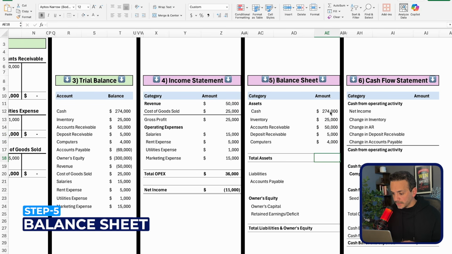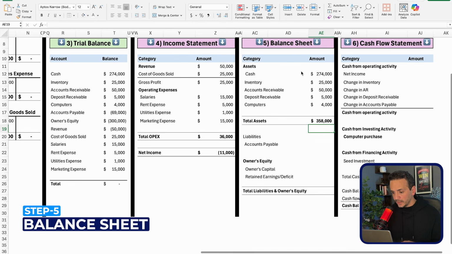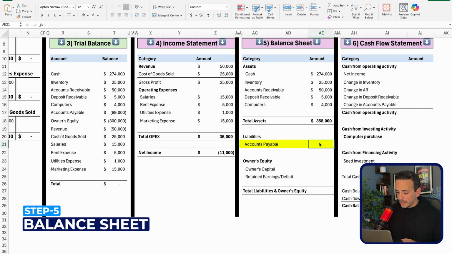We'll go ahead and sum our total assets. And now we have total assets. Let's go ahead to liabilities. We only have one liability in this case, which is accounts payable. We'll say equal to and bring in accounts payable balance.